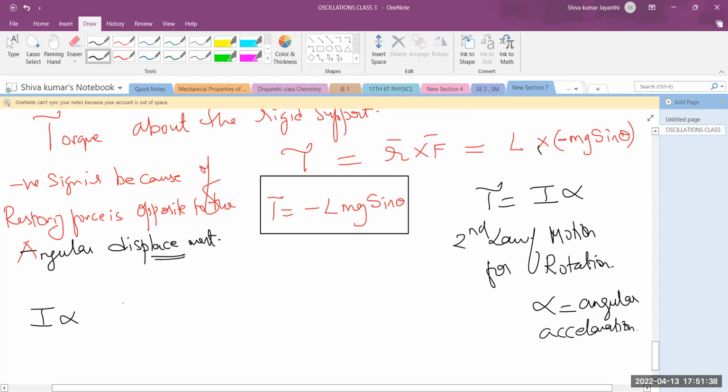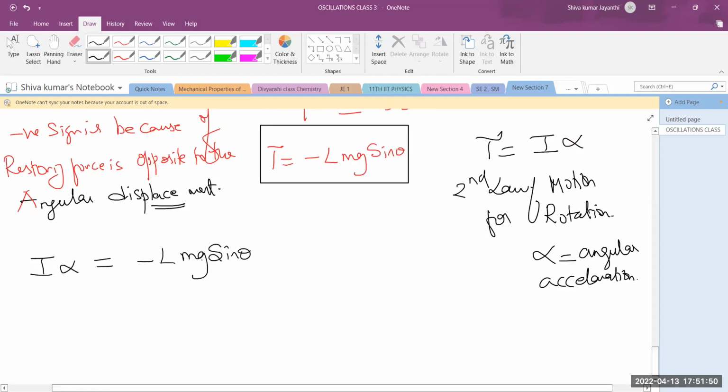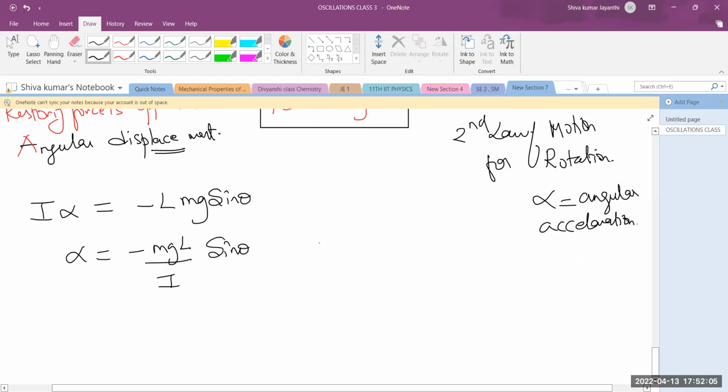So now I alpha is equal to minus L mg sin theta. I equated both of them. Is it understood till here? So what is alpha? Alpha is equal to minus mgL by I, times sin theta.